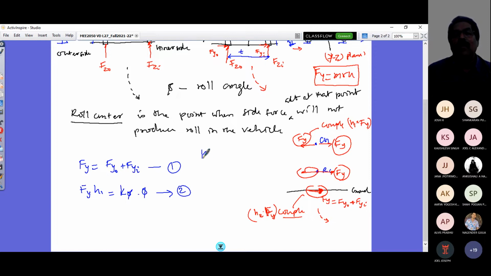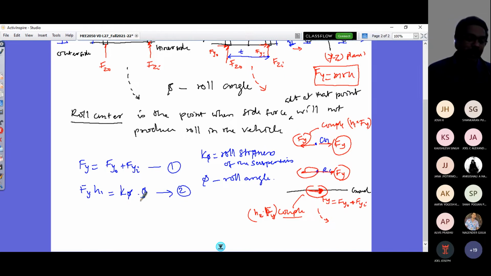Here K phi is called the roll stiffness of the suspension. And phi is the roll angle. So you know the unit of roll stiffness. It is Newton meter per degree angle. Multiply by angle, you get Newton meter. So that is the couple, and that is the restoring couple, and that would be equated to Fy into H1. So this is my second equation.